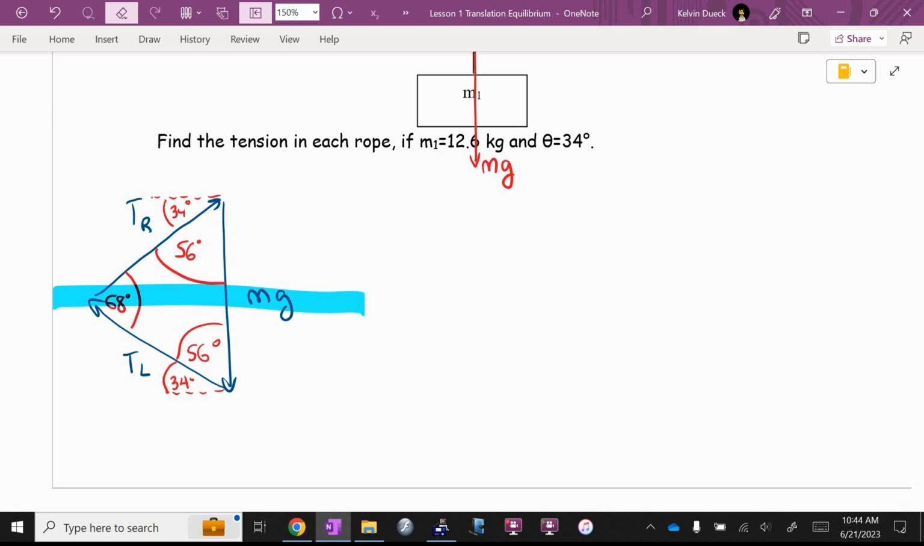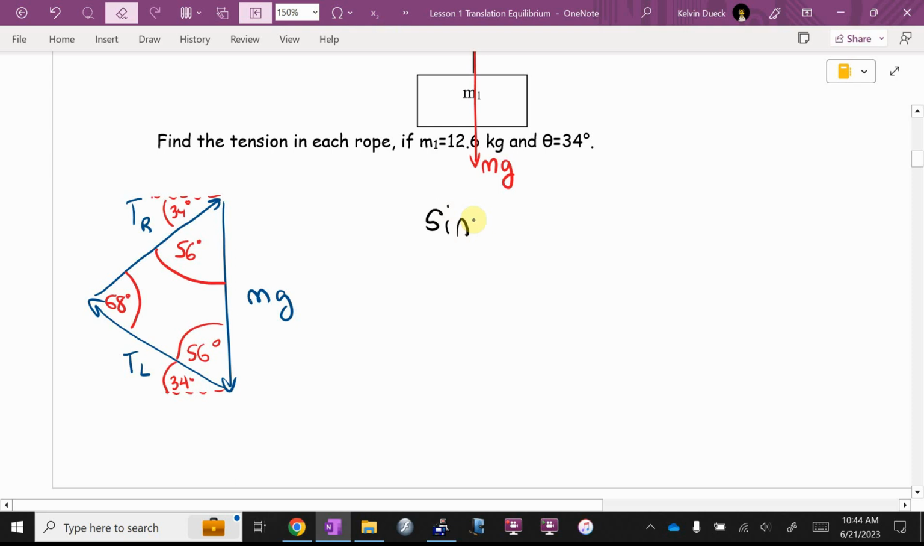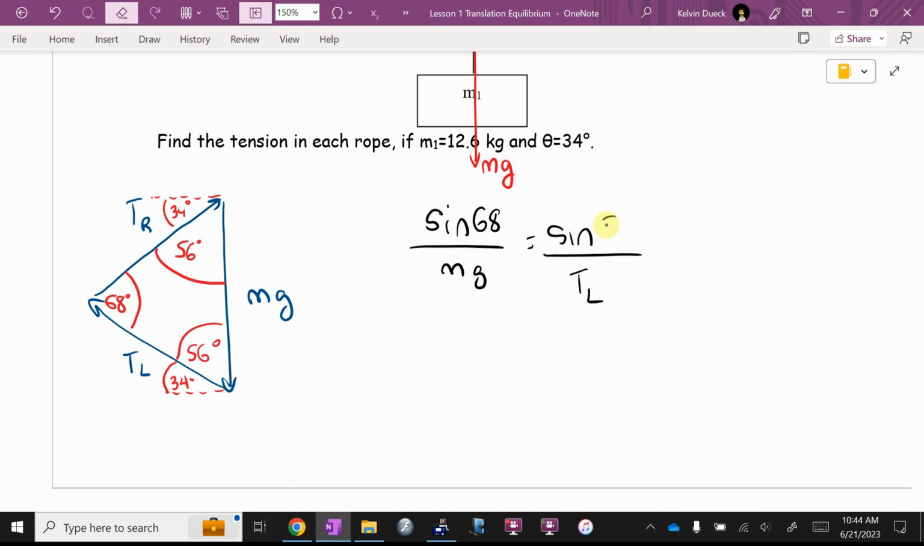Ashley, what do you want to find first? Tension left or tension right? I don't care. Pick. So it's going to look like this as an equation: the sine of the angle that I know divided by the side that I know equals, you said, tension left. Which angle goes with tension left? The top right angle, sine 56. There's the sine law writ large.